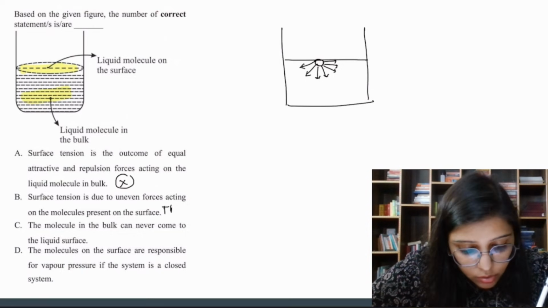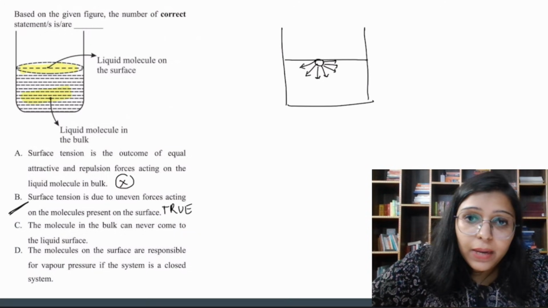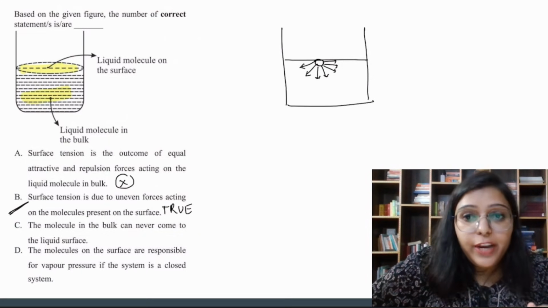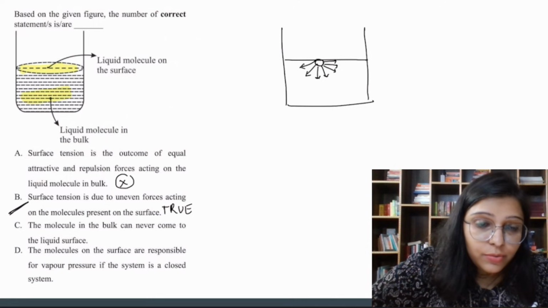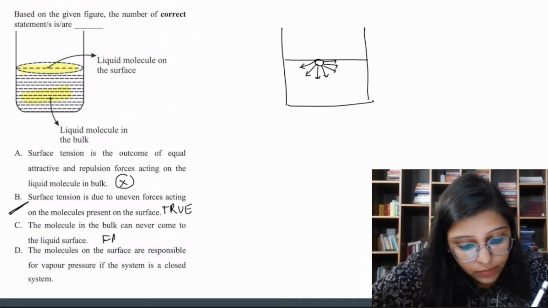Now second statement, surface tension is due to uneven forces acting on the molecules present on the surface. This is true. Very true. C, the molecule in the bulk can never come to the liquid surface. No, it is not true. If this statement is true, then we cannot have the concept of vapor pressure, right? So this is false.